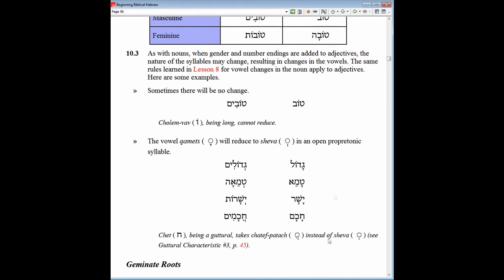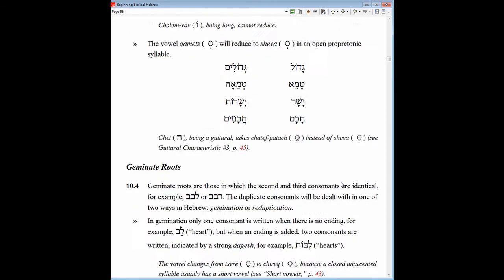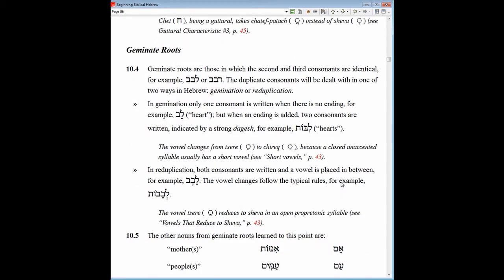Again, when he talks about vowel changes, ignore it. You don't need it if you know your vocab. He has a discussion here of geminate roots. That is when you have a root form where the second and third consonant are the same. They'll be identical. So you can read through this. It'll just explain why we have some of these. Again, when he starts talking about vowel reductions and when the shava appears and syllables and all that kind of stuff, don't worry about it. Just know your vocab.